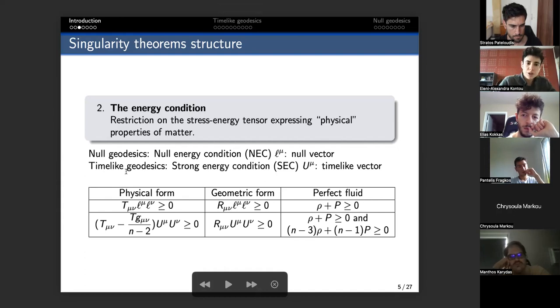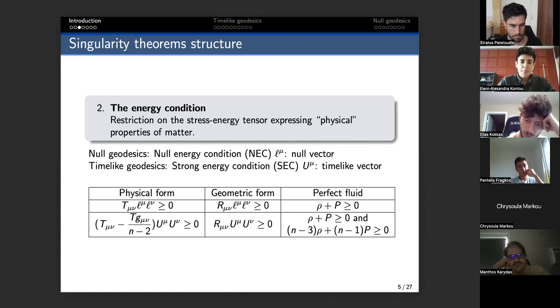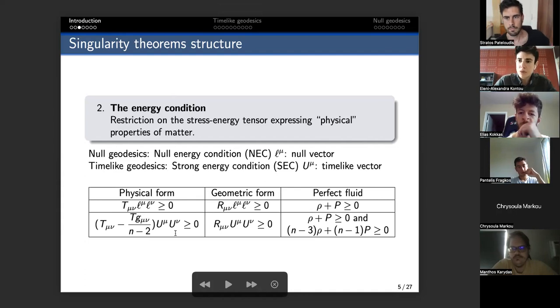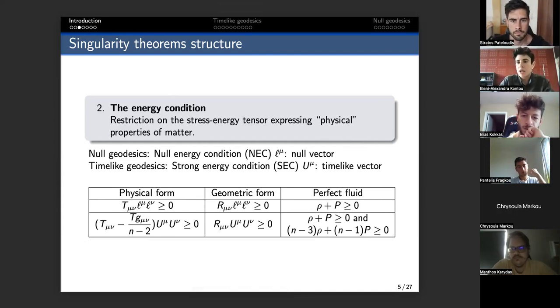So the null energy condition is the stress tensor contracted with two null vectors. And the requirement is that this quantity is everywhere non-negative. Similarly, for the strong energy condition, we have contraction with time-like vectors u. The expression is a little more complicated here. T is the trace of the stress tensor, and n is the number of space-time dimensions.